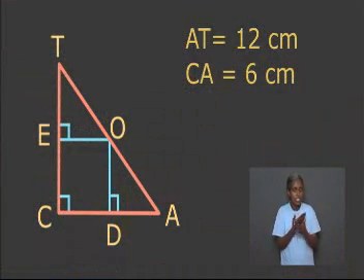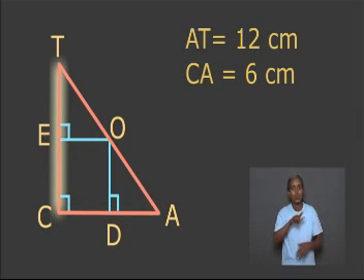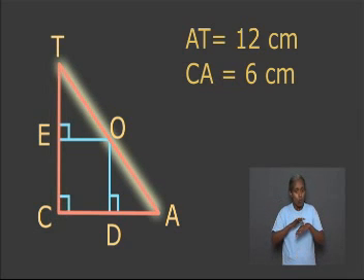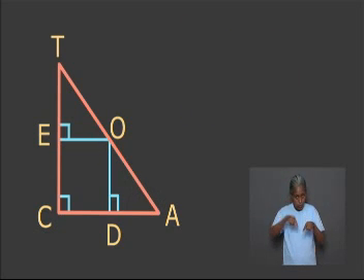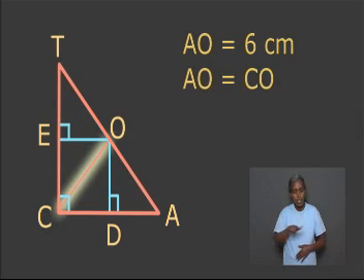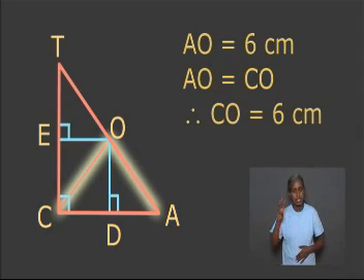The first thing we must notice is that the perpendicular bisector of line CA is parallel to line CT. That means that point O is on line AT. Therefore, line AO is equal to 6 centimeters. The second theorem we learned today states that point O is equidistant from all three corners. Therefore, line CO is equal to AO. It is 6 centimeters long.